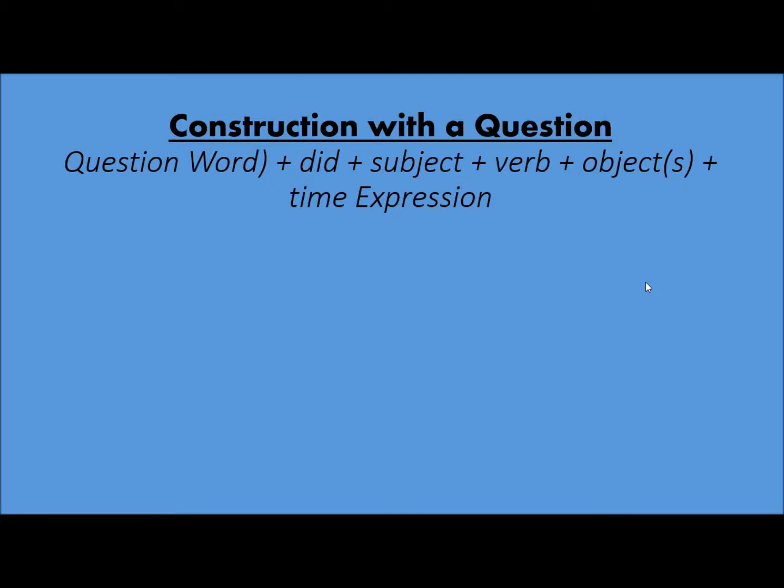How do we make construction of a simple past tense verb with a question? Start with your question word, use the verb did, use the subject, the basic verb, add an object and a time expression. Let's look at an example. When did you buy that sweater?